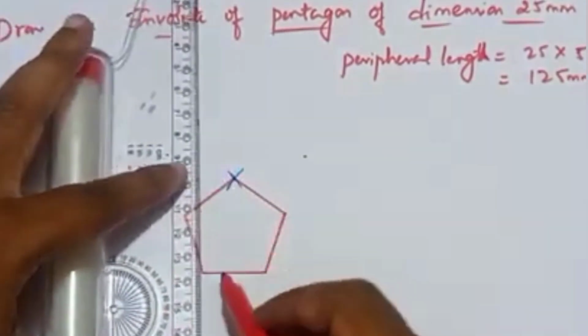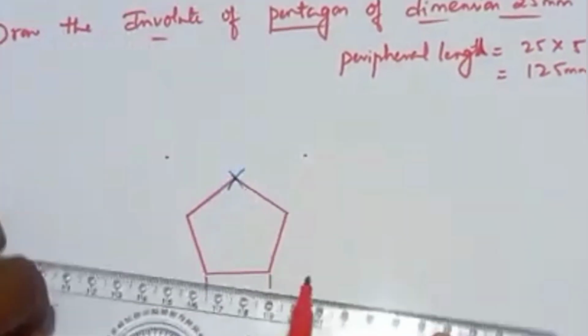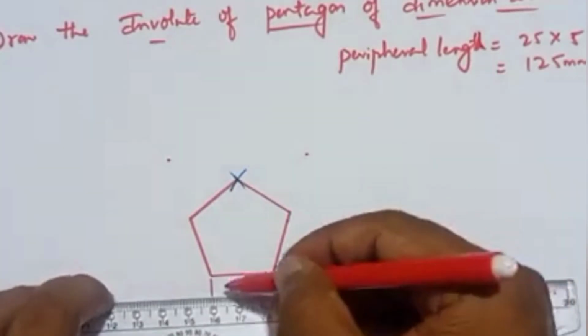Now join to get the pentagon. So I'll show the dimension for one side. It has a dimension of 25 mm.